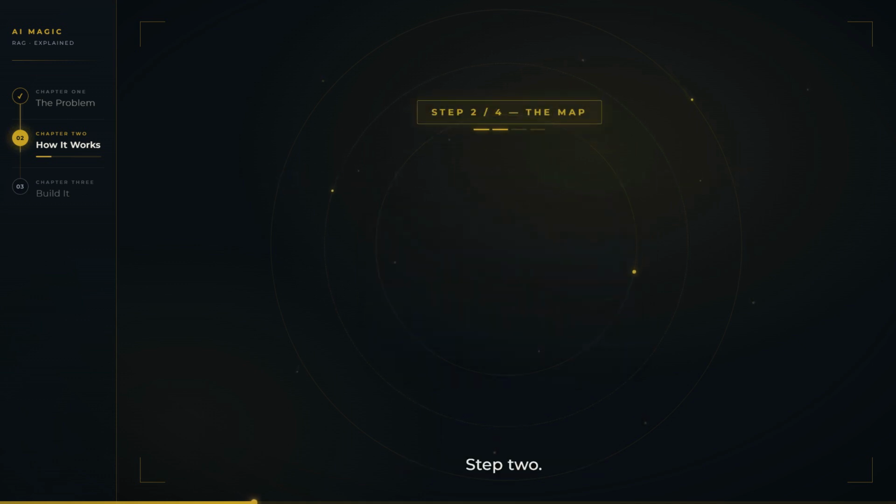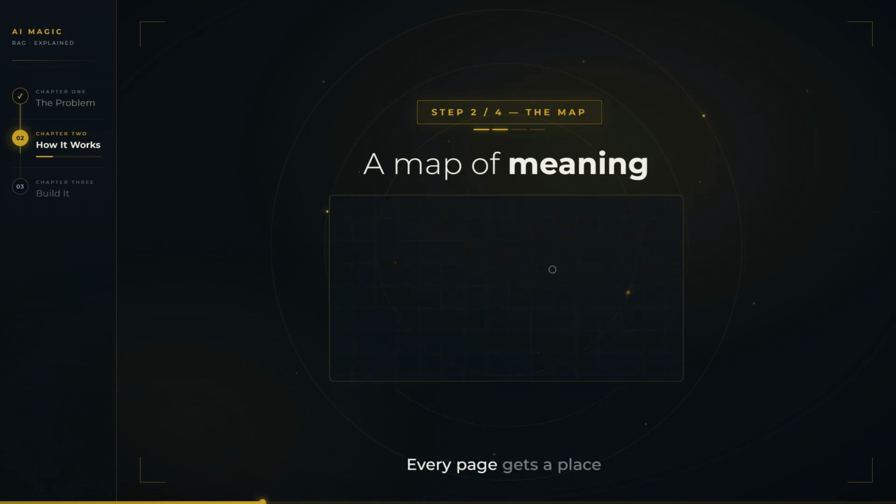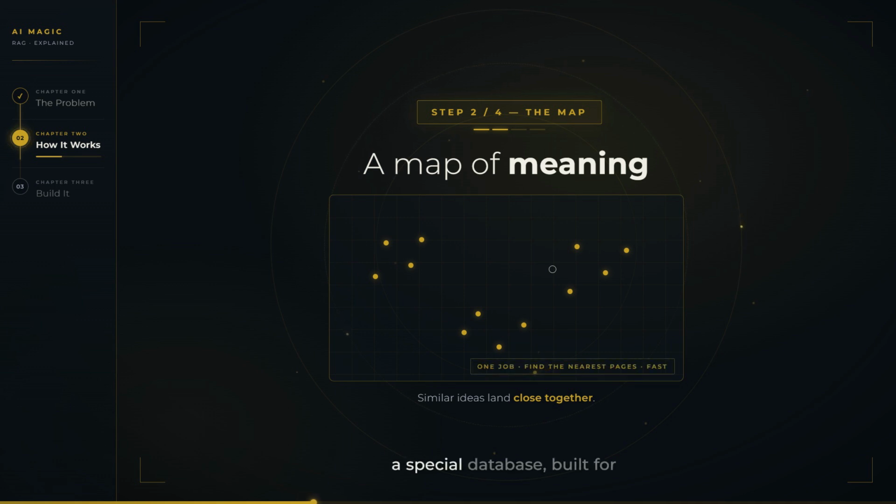Step 2. The map. Every page gets a place on a giant map of meaning. Pages about similar things land close together. Pages about different things land far apart. And this map lives in a special database built for one job, finding the nearest pages fast.